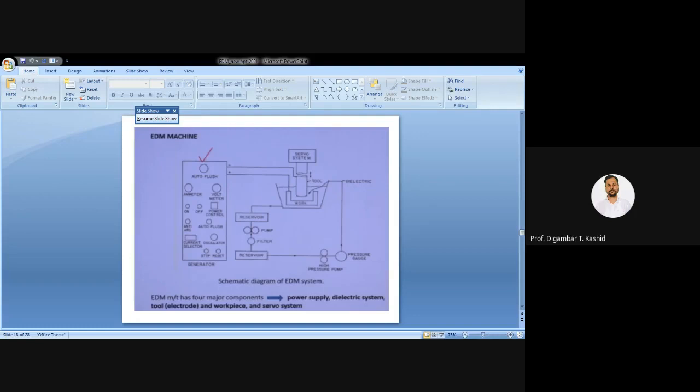Again, it has corrosion properties. Sometimes if you are using steel, mild steel, and you use deionized water as the dielectric fluid, at that time it corrodes your workpiece.